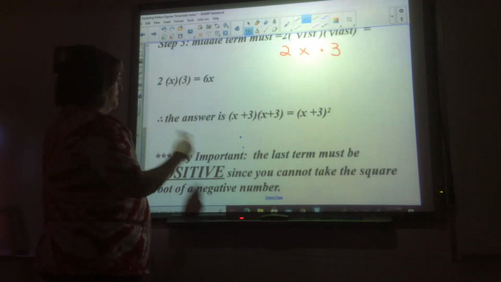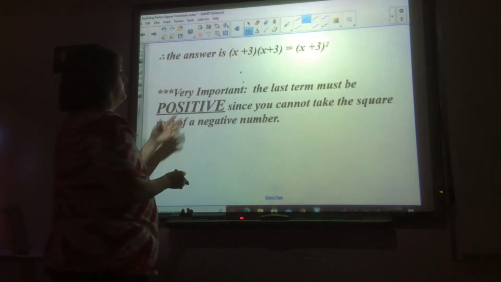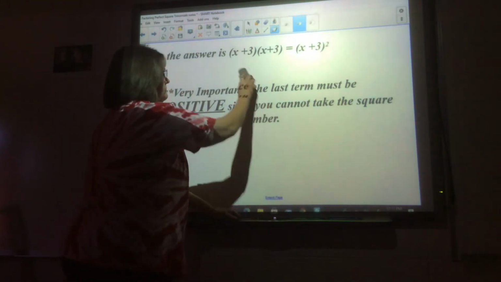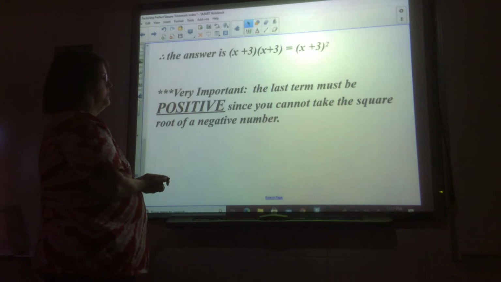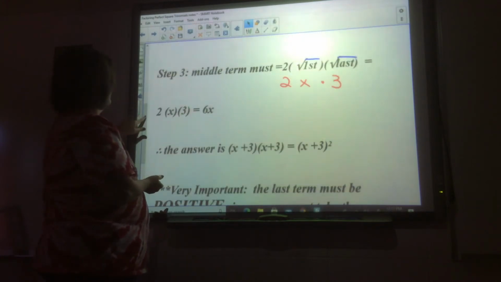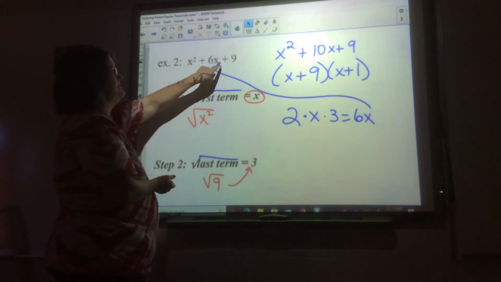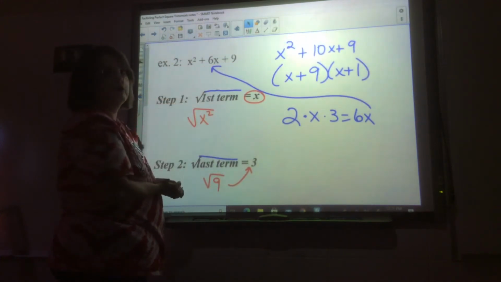Now, remember, I've kind of typed this out. It's very, very important. The last term must be positive since you cannot take the square root of a negative number. So be careful. If you ever see one with a minus sign here, it's not a perfect square trinomial.